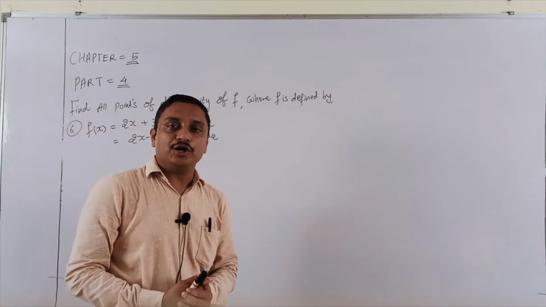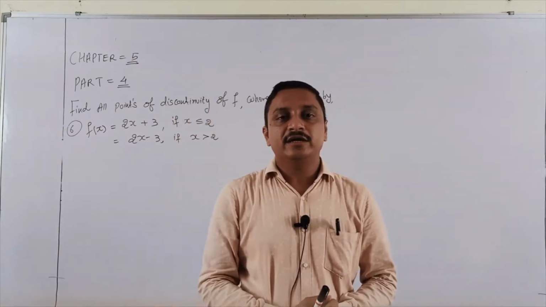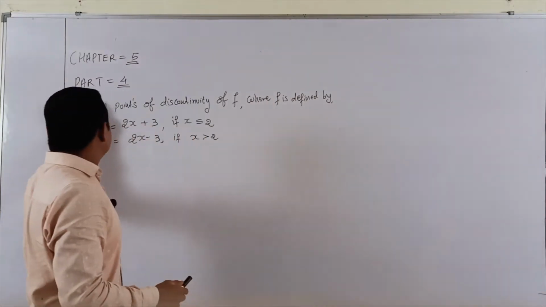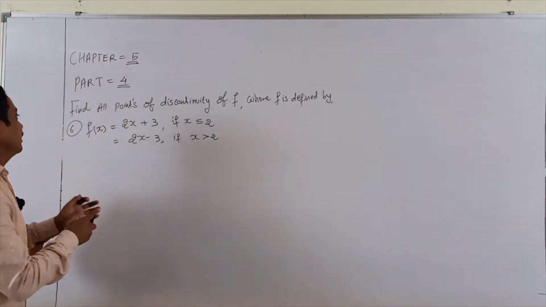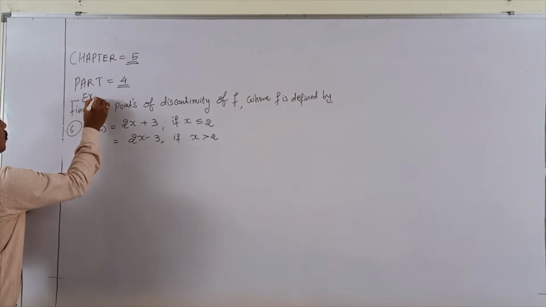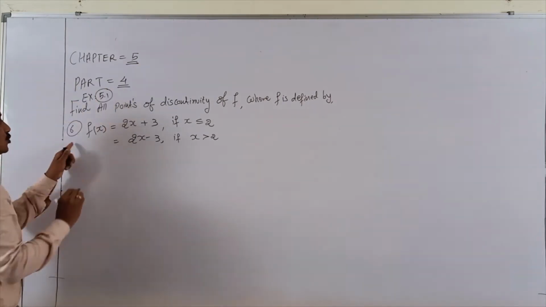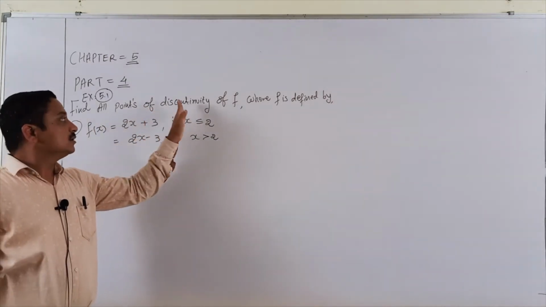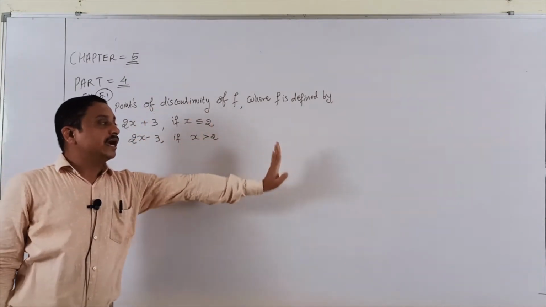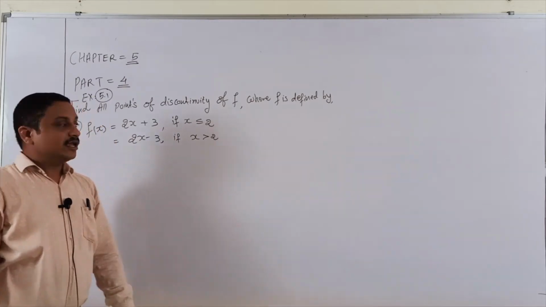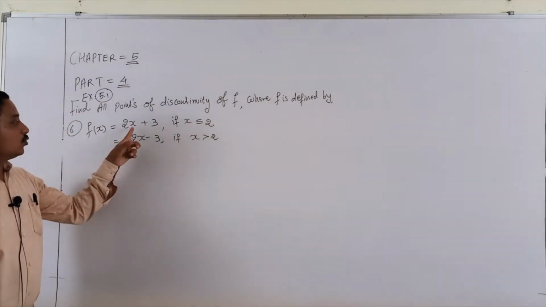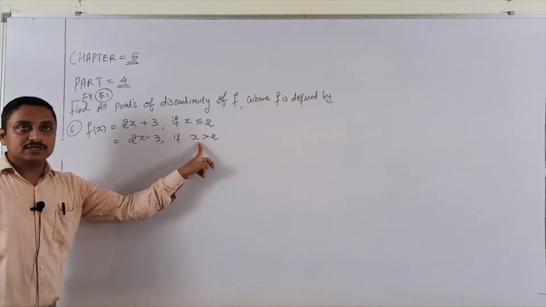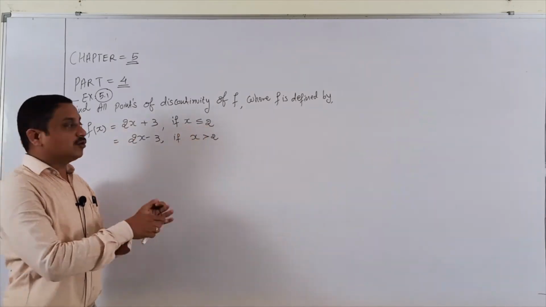Continuity, related to continuous functions and discontinuous functions. So, yesterday evening we went up to exercise 5.1. Question number 6: find all the points of discontinuity of the given f. The function is given as 2x plus 3 and 2x minus 3 in two cases. The first case is x less than or equal to 2.